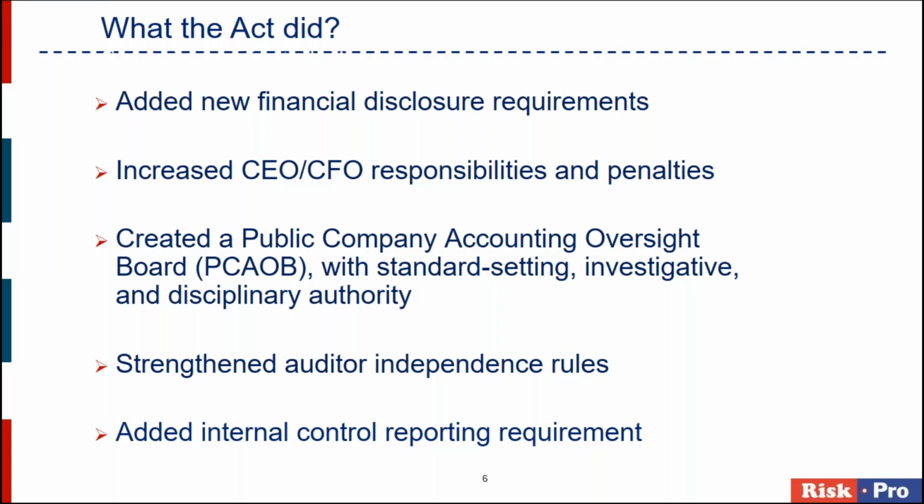So what did the Act do? It added new financial disclosure requirements. It increased CEO and CFO responsibilities, which included penalties. It created a Public Company Accounting Oversight Board, called PCAOB, with standard setting, investigative and disciplinary authority. They strengthened auditor independence rules and added internal control reporting requirements. We'll go through that in the next slide.